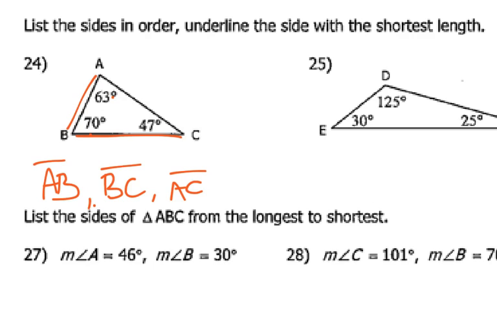Okay. Then it says list the sides in order. Underline the side with the shortest length. I don't know why we have to underline the side with the shortest length when they're already in order, but whatever. I mean, we put them in order. It doesn't make any sense. Okay, it doesn't matter. I did not make this worksheet if you can't tell.